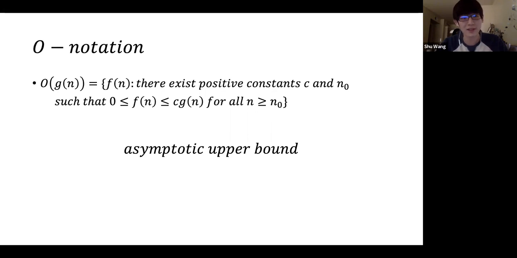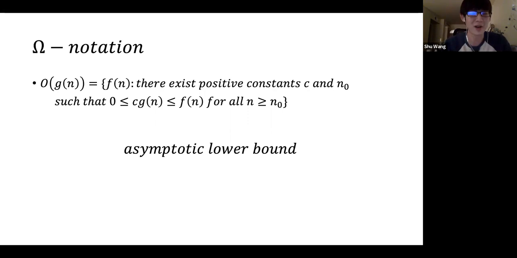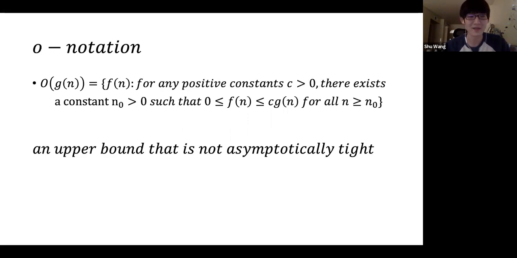Next slide, please. Here there's some typo, but on this slide I try to write down the definition of the big omega. So the big omega is for the asymptotic lower bound. Next slide, please. And this is for the small o, sorry.